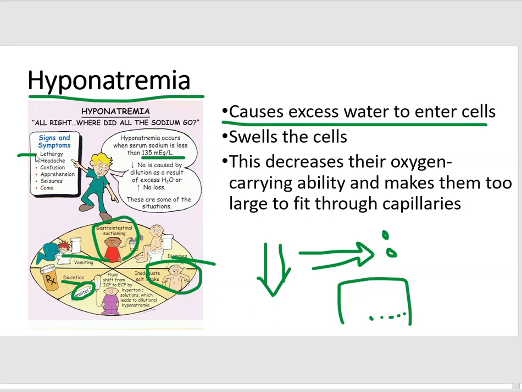Some of the signs and symptoms: lethargy, headache, confusion, apprehension, seizures, and coma. What's happening? I'm also removing water from neural cells, guys. And this is part of the problem. And just so you know, if this is not treated, the last symptom, which is a permanent symptom, is death.